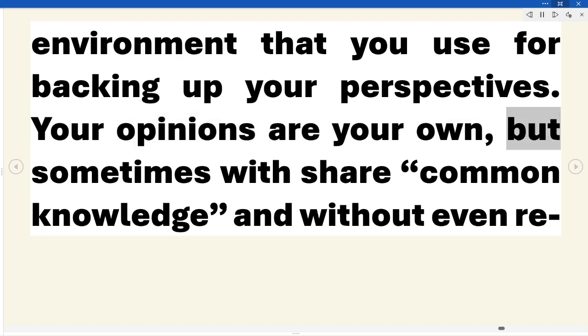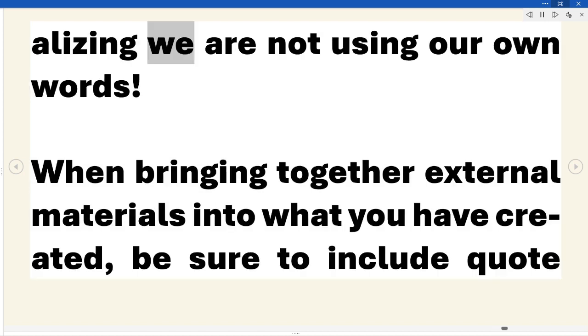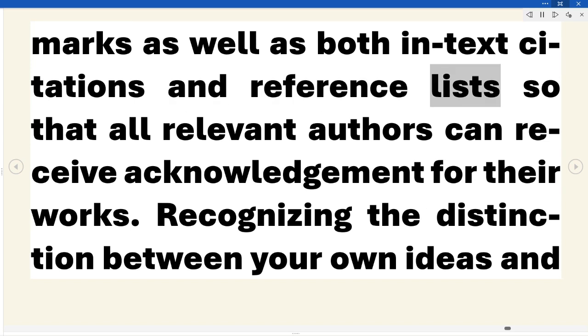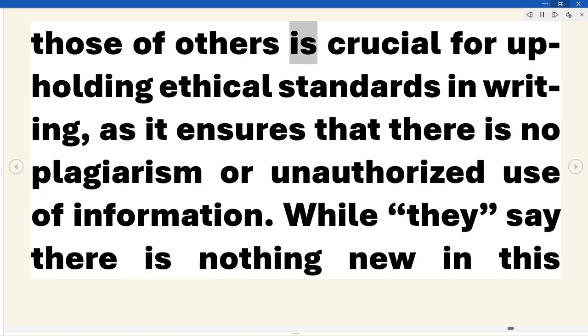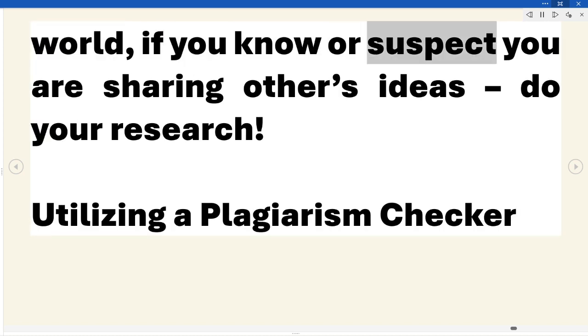Your opinions are your own, but sometimes we share common knowledge and without even realizing we are not using our own words. When bringing together external materials into what you have created, be sure to include quote marks as well as both in-text citations and reference lists so that all relevant authors can receive acknowledgement for their works. Recognizing the distinction between your own ideas and those of others is crucial for upholding ethical standards in writing, as it ensures that there is no plagiarism or unauthorized use of information. While they say there is nothing new in this world, if you know or suspect you are sharing others' ideas, do your research.